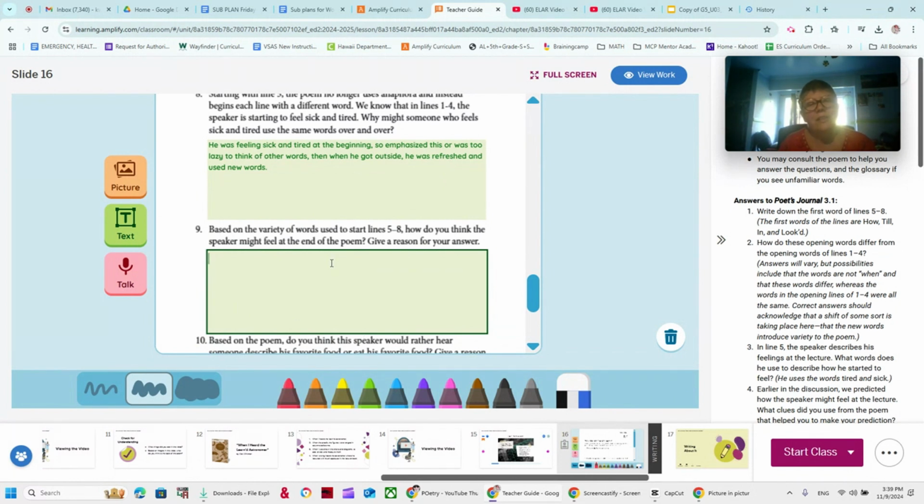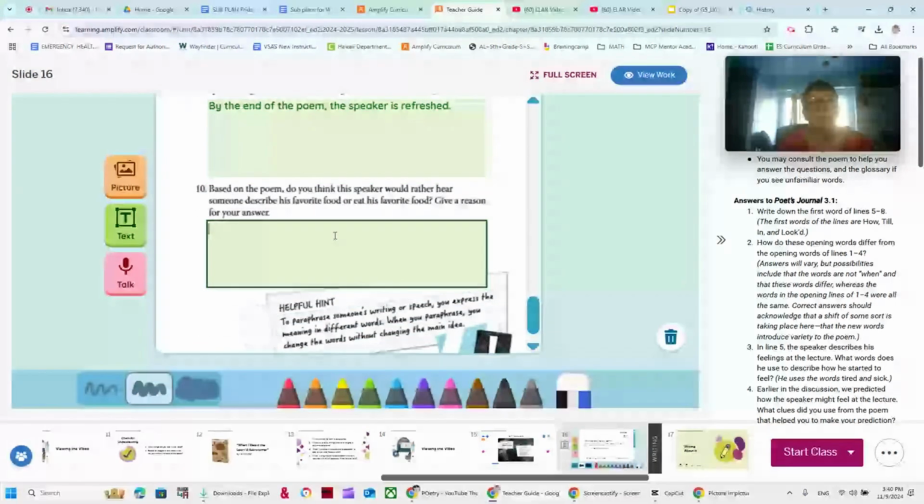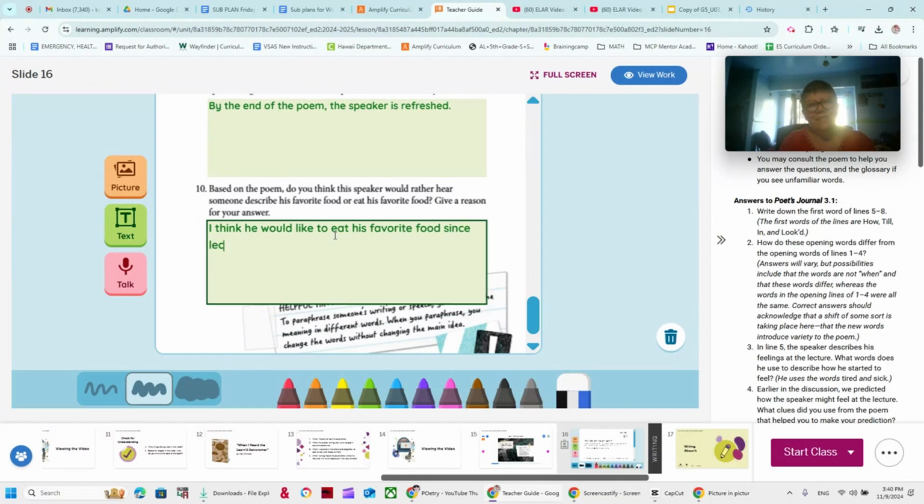Based on the variety of words used to start lines 5 through 8, how do you think the speaker might feel by the end of the poem? Give a reason for your answer. So maybe you said, by the end of the poem, the speaker is refreshed. Something like that, right? I put some of that up here too. So based on the poem, do you think this speaker would rather hear someone describe his favorite food or eat his favorite food? I think he would like to eat his favorite food since the lecture was boring him. Something like that.